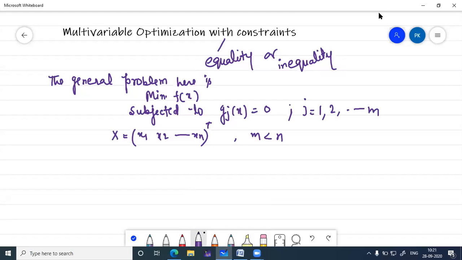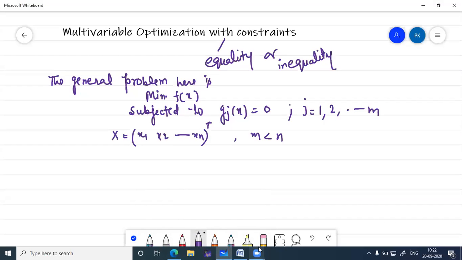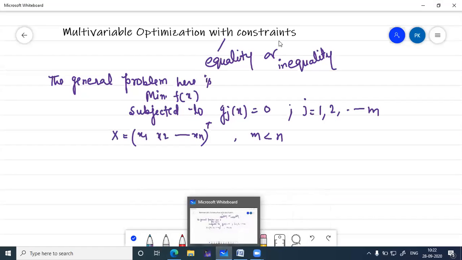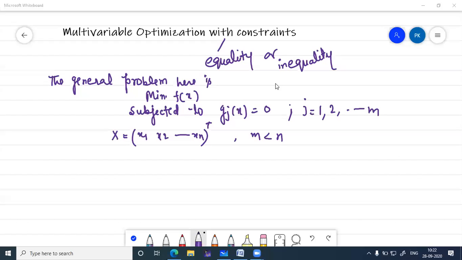Is the screen visible to you? Is this screen visible to you? Yes or no? No, ma'am. The screen is not visible? No, ma'am. Wait, I'm again sharing it. Is it visible now? Yes, ma'am.